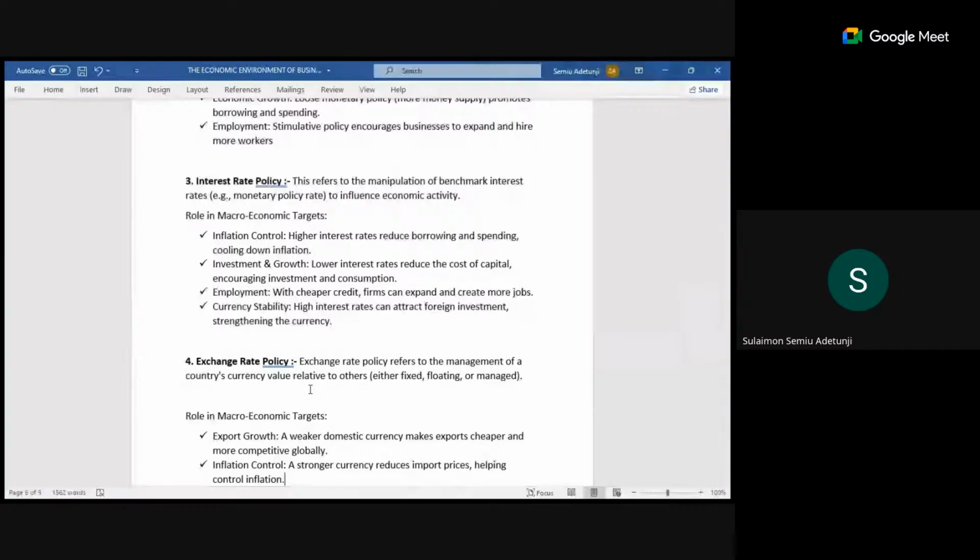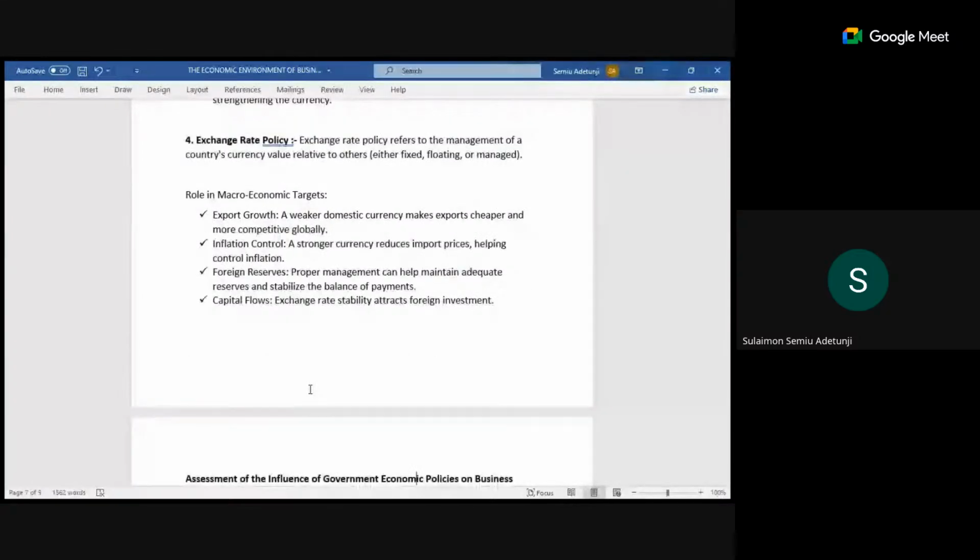Exchange rate policy: the management of currency value relative to other currencies. I've told you this one. This is a situation whereby a particular currency is exchanging for another currency. So the stronger one will determine what is happening in the market.